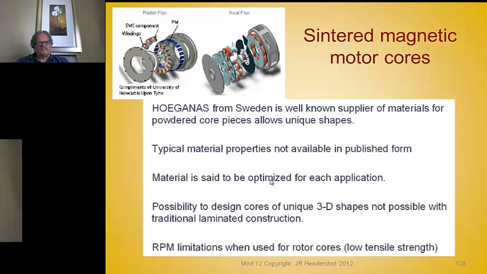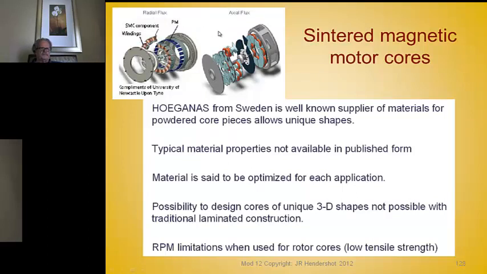We talked about sintered magnetic cores in the last one, and here's some examples from Höganäs, I'm not sure how you pronounce this, from Sweden. They're a well-known supplier of powdered materials, and they have a whole product line of pure Swedish iron, pure iron with no carbon in it. They have a product line of Swedish iron with silicon in it and phosphorus and various things like that to minimize core loss. Then you can buy that material and sinter it, or coat it with epoxy and bond the cores together, things like that. You can make very complicated shapes.